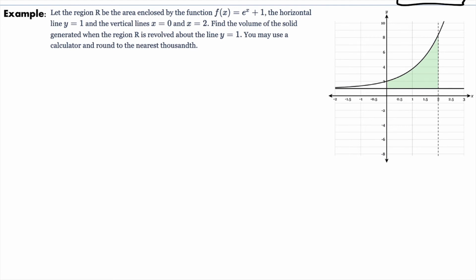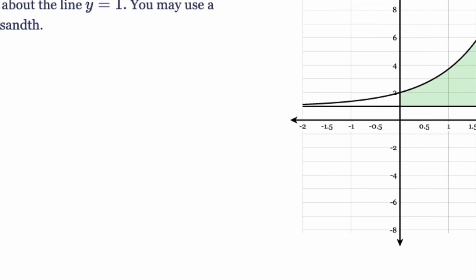They say f of x is e to the x plus 1. The horizontal line, y equals 1. And the vertical lines, x equals 0 and x equals 2. Find the volume of the solid generated when R is revolved around the line y equals 1. You may use a calculator and round to the nearest tenth. All right, so the first thing is let's label everything that was given to us.